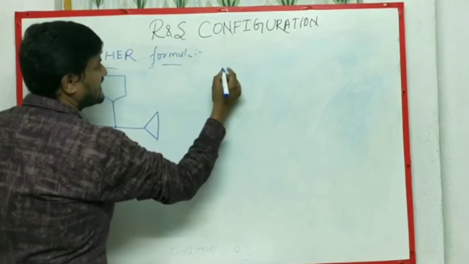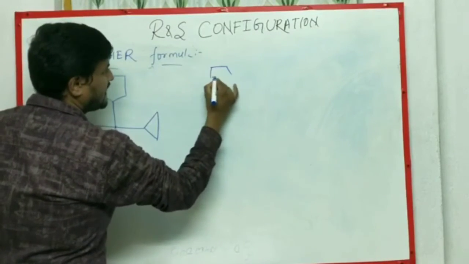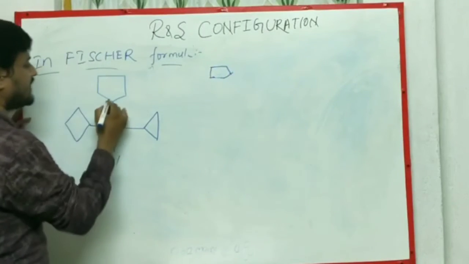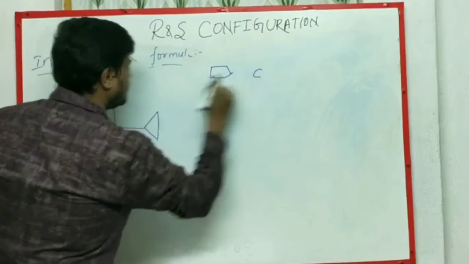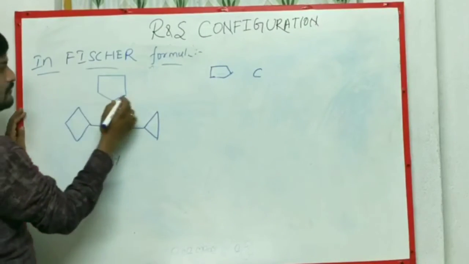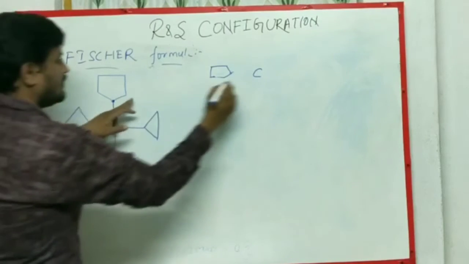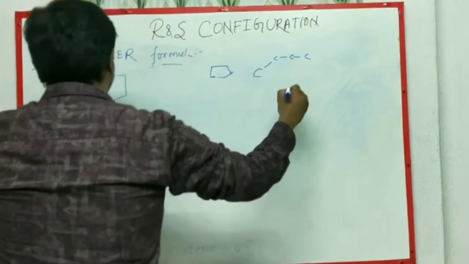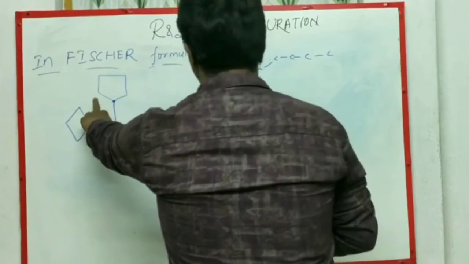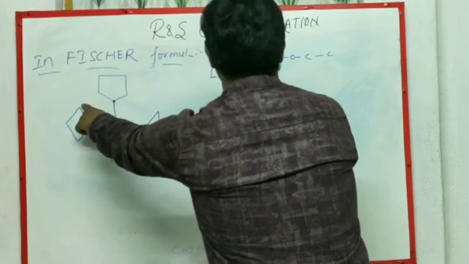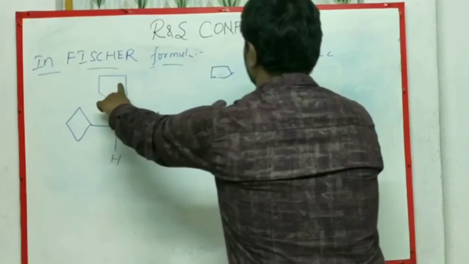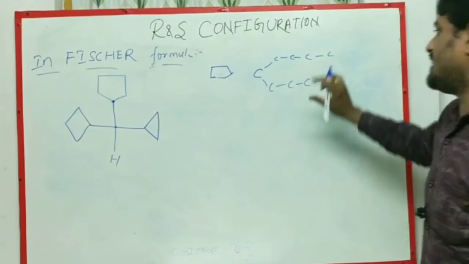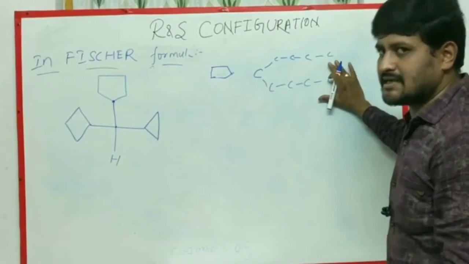Okay, cyclopentyl. In the case of cyclopentyl, from this carbon atom to the end, we expand the cyclopentyl: bond C, bond C, bond C, bond C, up to this. And again in this direction, bond C, bond C, bond C, bond C. Okay, it is not an exact expansion, it is imaginary.